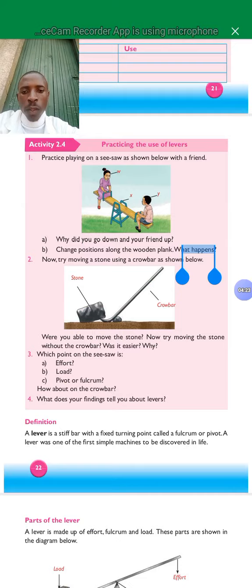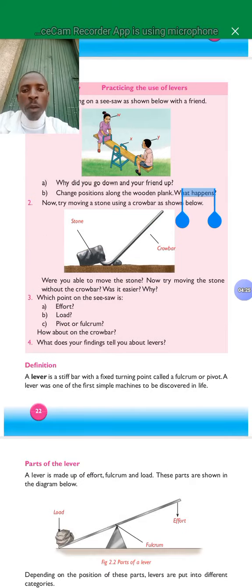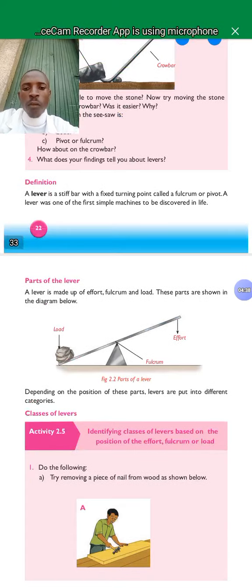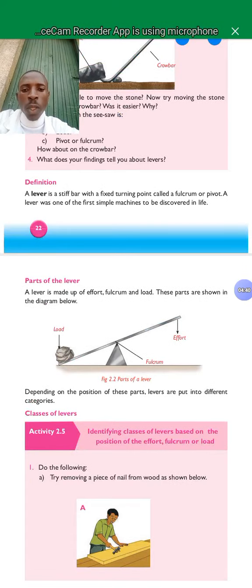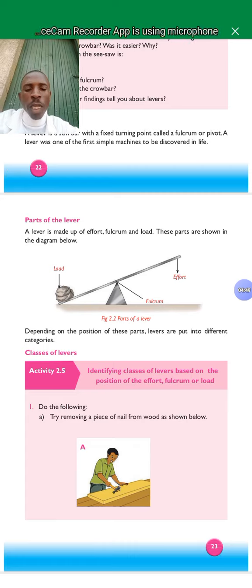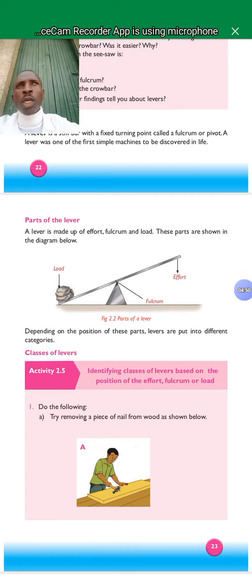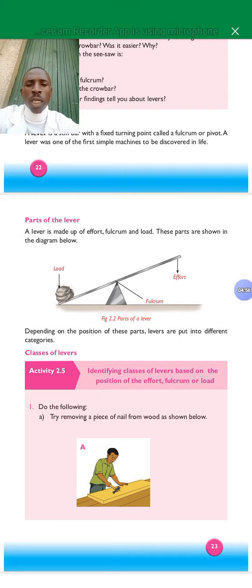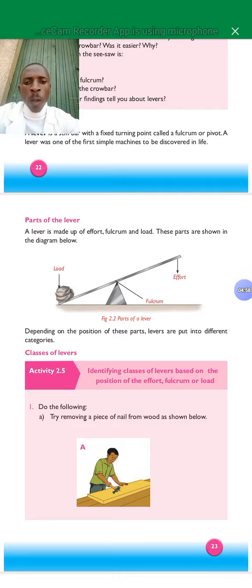As you have seen, a lever is a stiff bar with a fixed turning point called the fulcrum or pivot. A lever was one of the first simple machines discovered. The lever has three main parts: the burden or load, the fixed turning point which is called the fulcrum, and the effort. Effort is the energy needed to use or to support our materials. The fulcrum is a fixed point that we use on a simple machine.